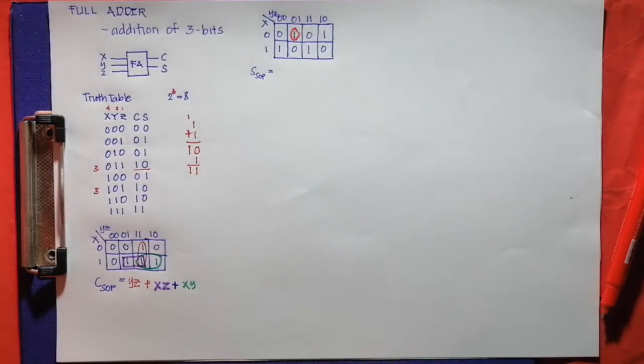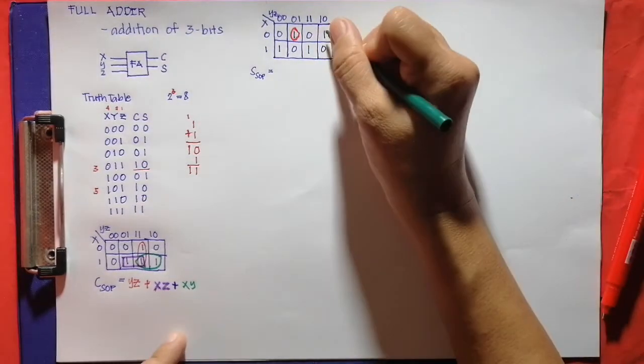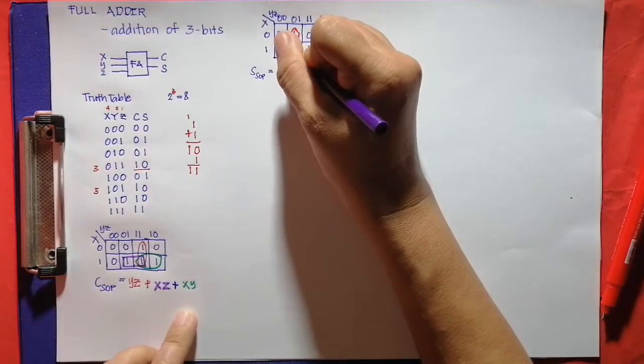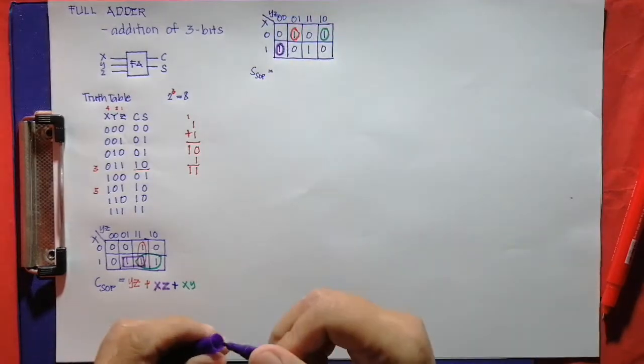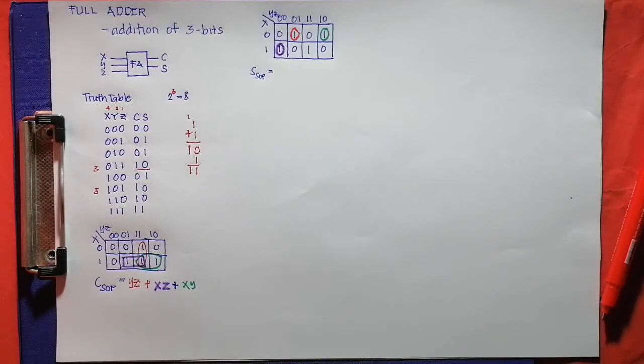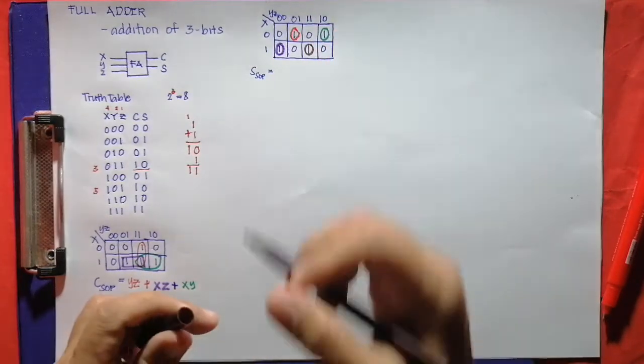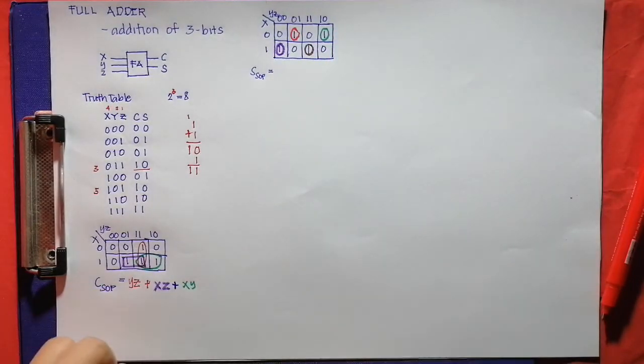Then we have here another group. We have here another group. Only by 1, we cannot group it by 2s or any other bigger group. Okay, so let's now get the minterm.